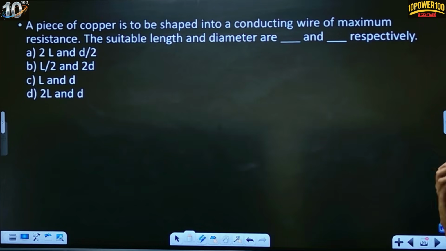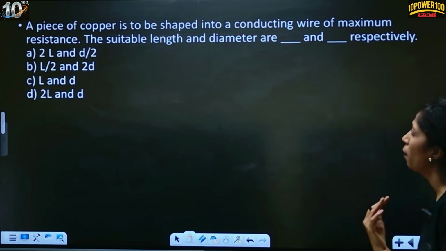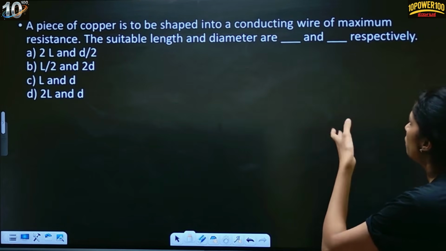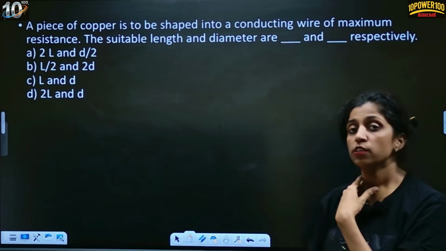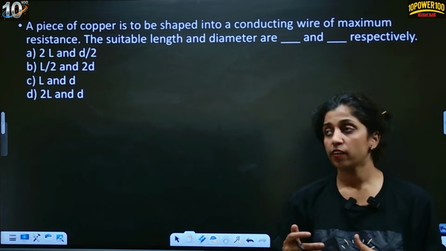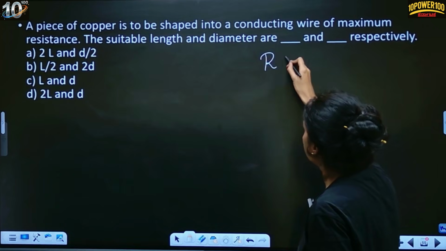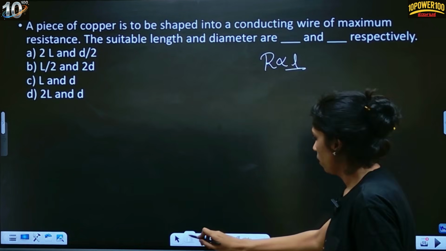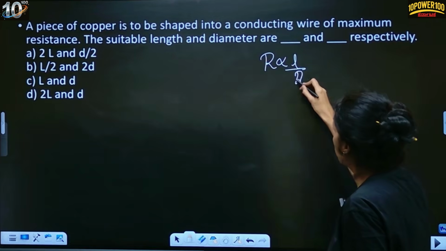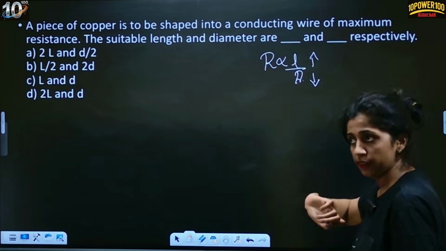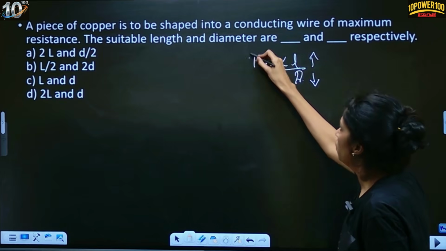Next, a piece of conductor is to be shaped into a conducting wire of maximum resistance. Again they're asking a similar question: what should be the suitable length and diameter? When can the resistance be maximum? We know that resistance is directly proportional to length and inversely proportional to area. So length should be more and area should be less. That time you will be getting a maximum resistance.